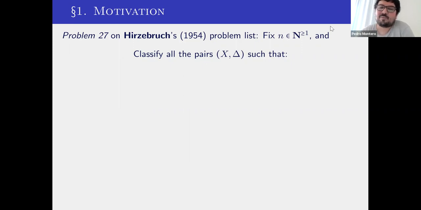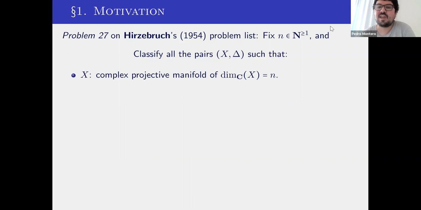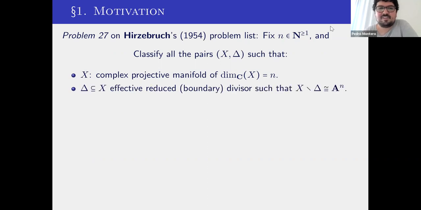So I will say that the story begins with a very classical problem by Hirzebruch, asking the following. You fix some dimension n, say, and you're asked to classify all the pairs X and delta such that X is a complex projective manifold of dimension n. Actually, I have to say that the original problem didn't ask X to be projective, but it's way more concrete for algebraic geometry, so I will only consider projective varieties over the complex numbers. As you will see during this talk, we will relax this assumption of being complex at the very end. But for now, let's fix on this context.